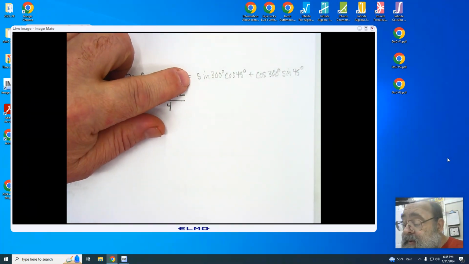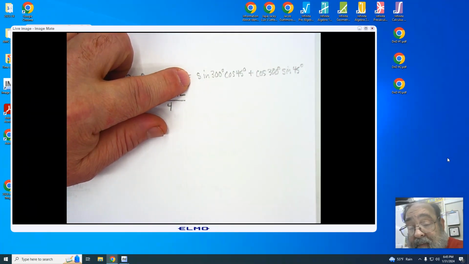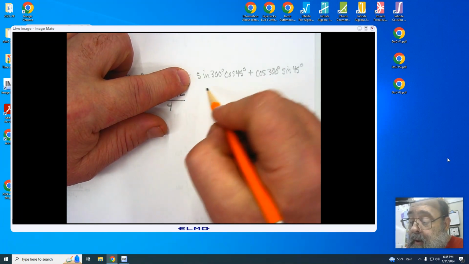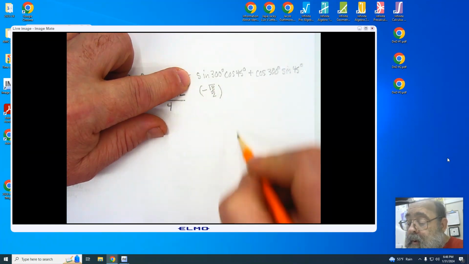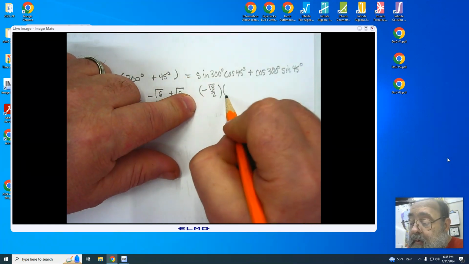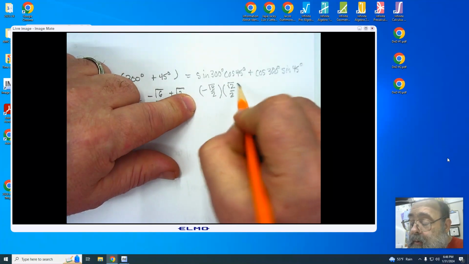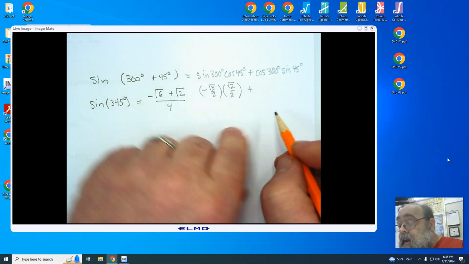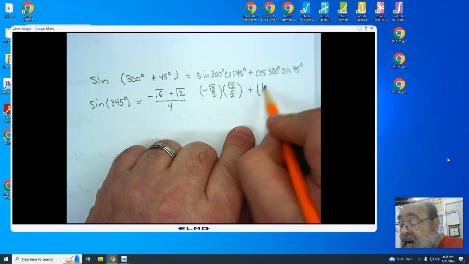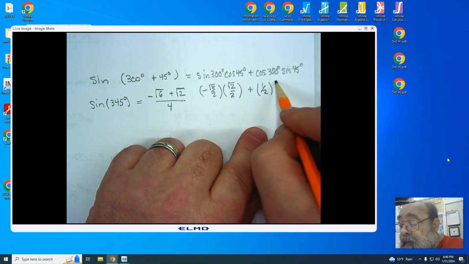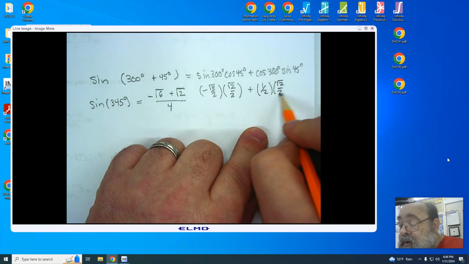Now we know that the sine of 300 degrees has a reference angle of 60 degrees, and so I'm using negative root 3 over 2. The cosine of 45 degrees is root 2 over 2, and I have a plus. The cosine of 300 degrees is 1/2, and the sine of 45 degrees is root 2 over 2.